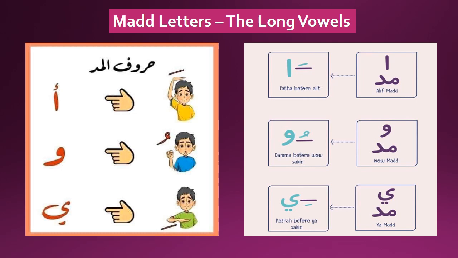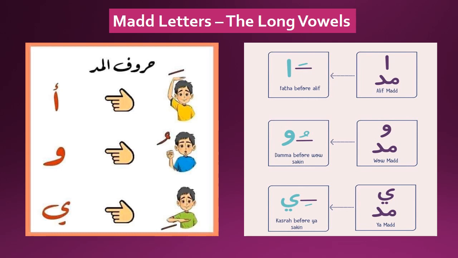Mud letters, the long vowels. Mud means to stretch a sound, and there are three mud letters which are alif, waw and ya. We know that a single harkat is a short movement of sound, but when this sound is stretched twice, it becomes a mud. So technically, a mud is equal to two harkat, be it fatha, kasra or dhamma.